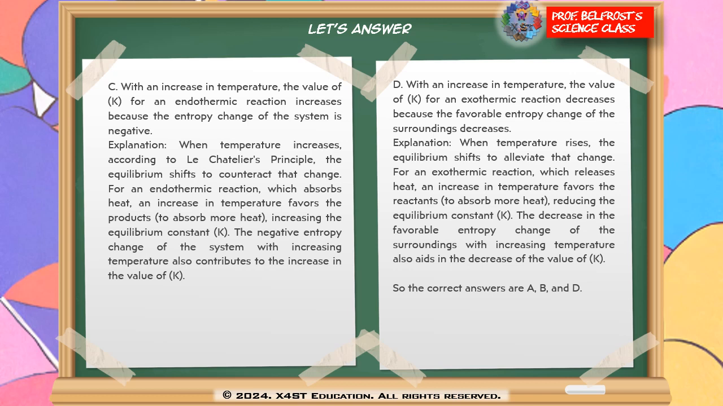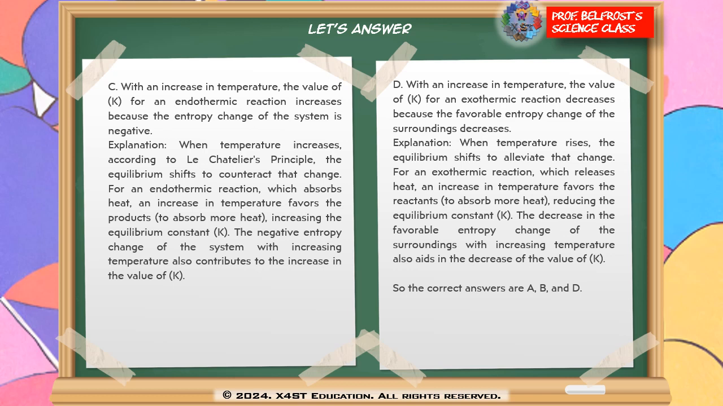So when temperature increases, according to Le Chatelier's principle, the equilibrium shifts to counteract that change. And for an endothermic reaction, which absorbs heat, increasing temperature favors the products and increases the equilibrium constant K. And the negative entropy change of the system with increasing temperature also contributes to the increase in the value of K. So actually, these oppose the description given in option C. So option C is wrong. How about D?